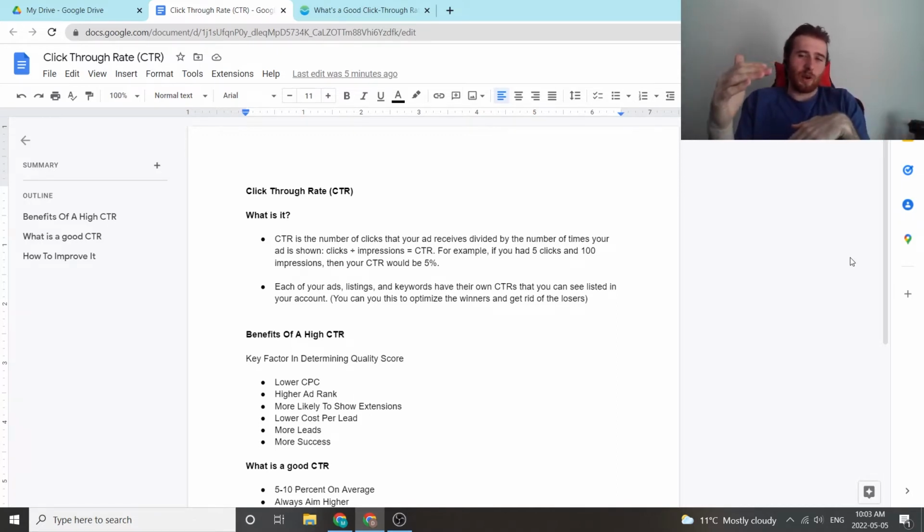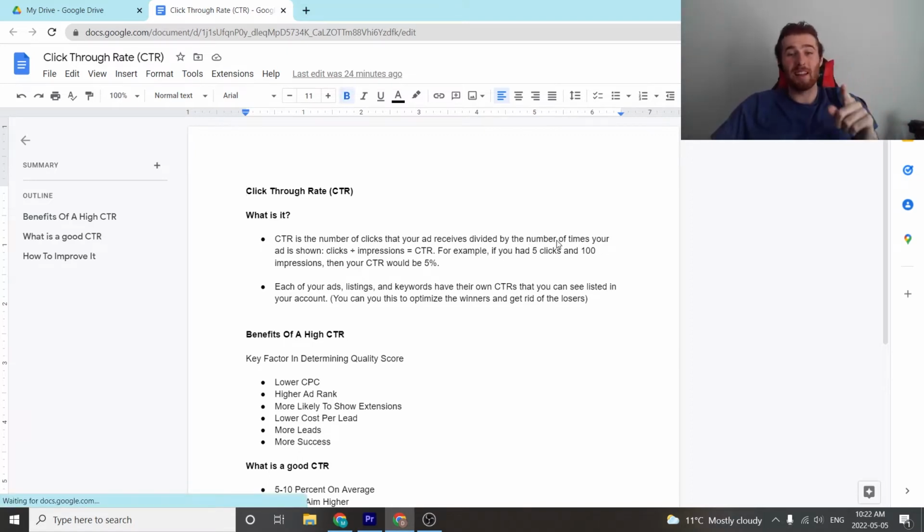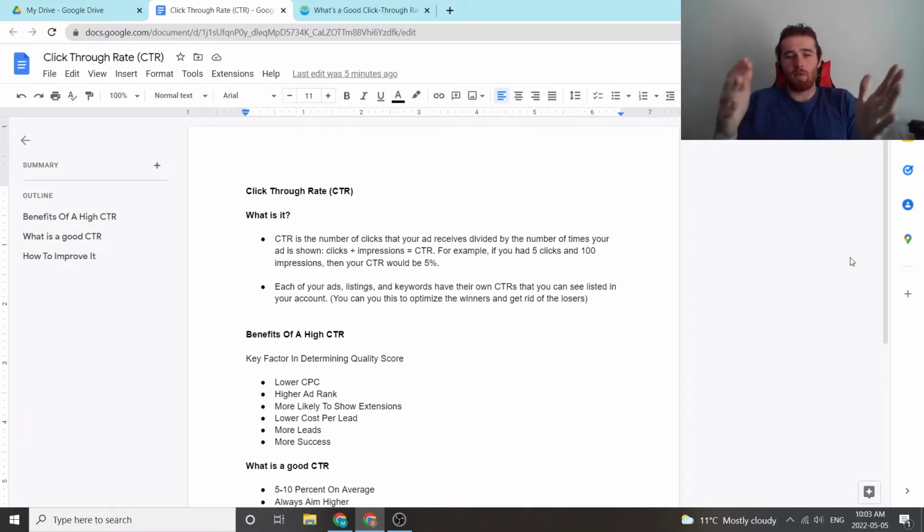It leads to a lower cost per click because you have a higher quality score, leads to more leads inside your campaign because you don't have to pay as much per click, and that leads to more success in the campaign. So it is very, very important to have a high click-through rate, and you always want to be trying to aim higher and get a better click-through rate through your account.